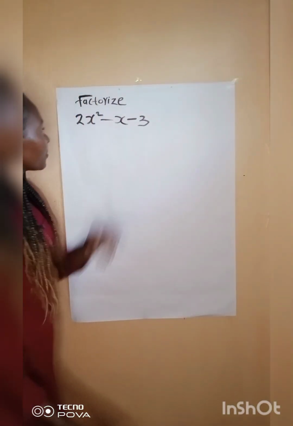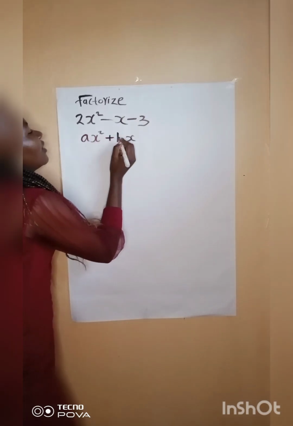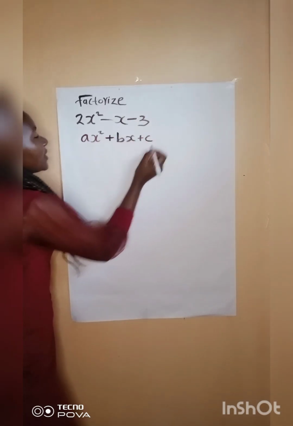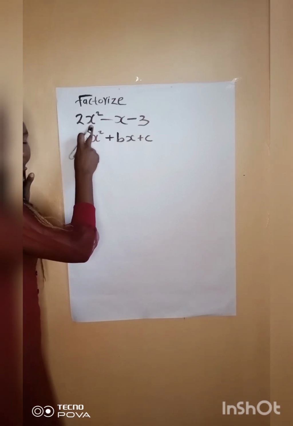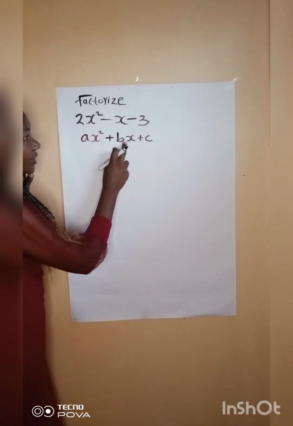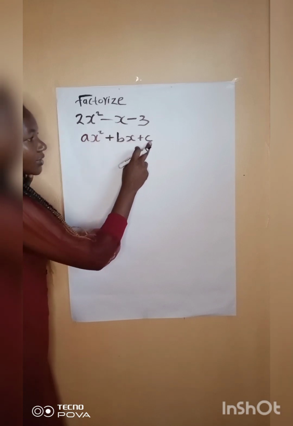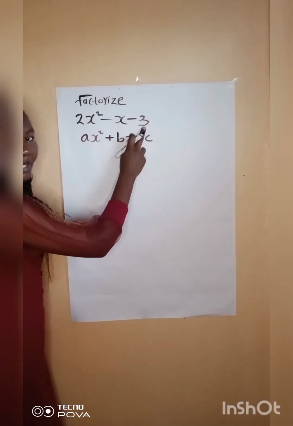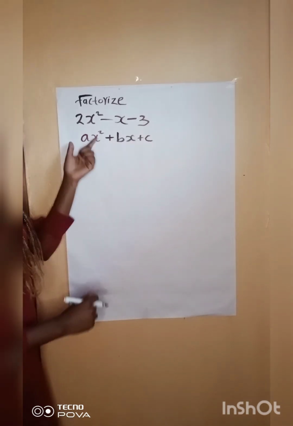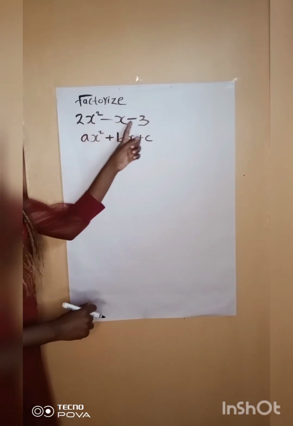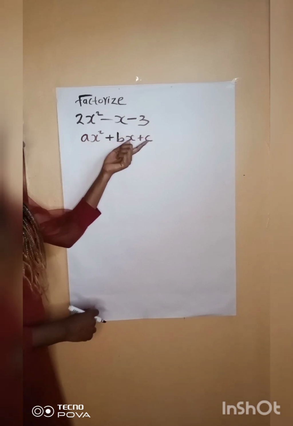In our expression here, first we write it in the form of ax squared plus bx plus c. Our ax squared is the value with x squared. Our bx is the value with x. And our constant is the value without any unknown variable. In our case, our expression is already written in the form of ax squared plus bx plus c.